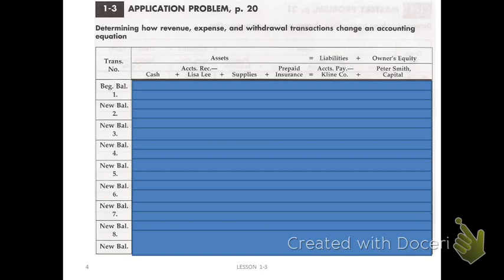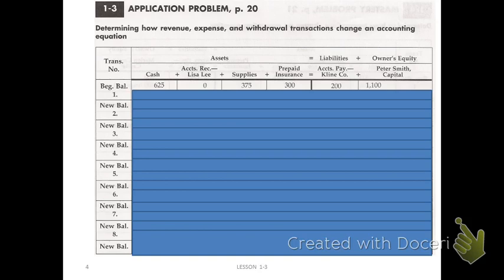Transaction number 1 says received cash from the owner as an investment. Actually, I'm looking at the wrong page. Lower on the page, in the directions on page 20. I'm sorry about that. Transaction number 1 says we're paying cash for rent for $300. Okay, rent is a form of an expense, and we're paying cash for that rent for $300. So not only are we going to reduce cash, we're also going to be reducing our capital, just like we saw on the 1-3 work together.